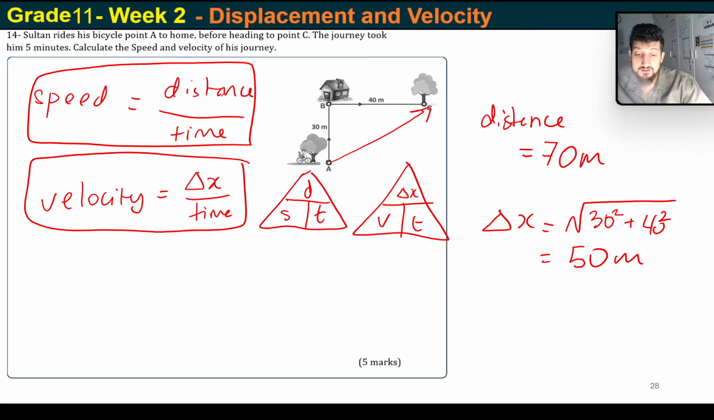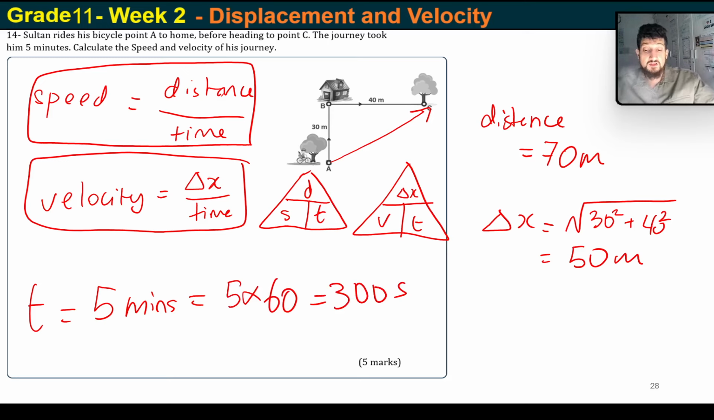Time is 5 minutes. So can I just simply divide that by 5 minutes? No. Don't do that. Remember, we're talking SI units, so the time is in seconds. So let's do the conversion. Time equals 5 minutes, which equals 5 times 60, or 300 seconds. Now I have everything I need.